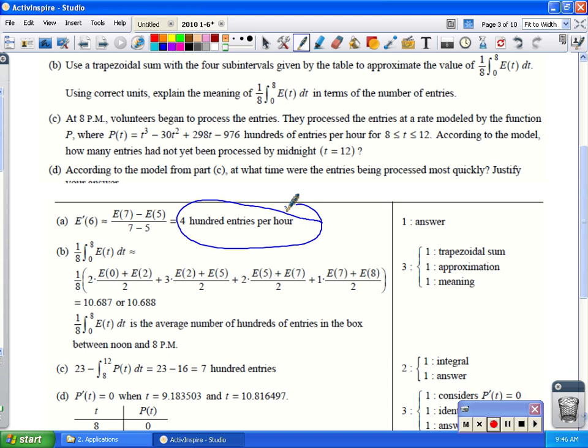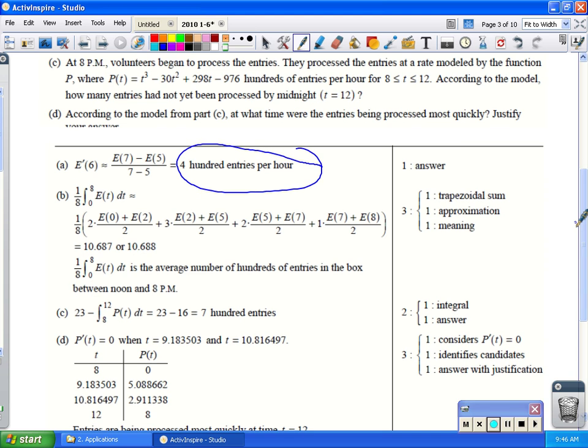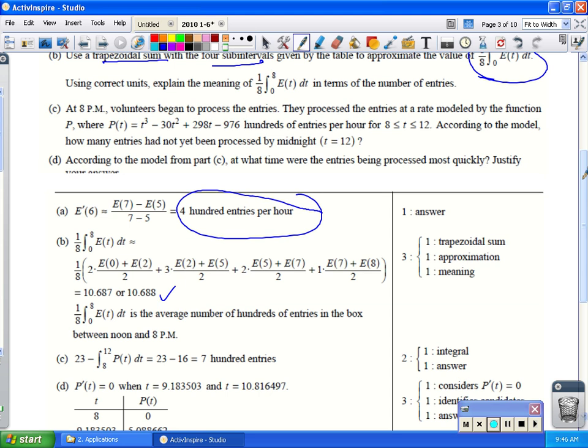Part B, they're very specific. They want you to use a trapezoidal sum with 4 subintervals, but remember that the subintervals are not equal. So this is a classic trapezoidal problem, and you would use your calculator to tally up your answer and then the final sentence. Part C, at 8 o'clock, volunteers begin to process the entries.